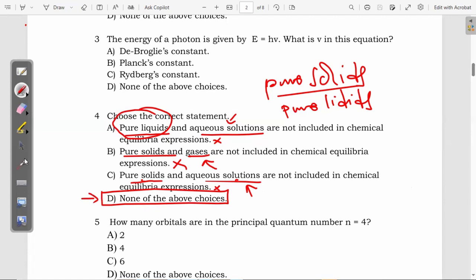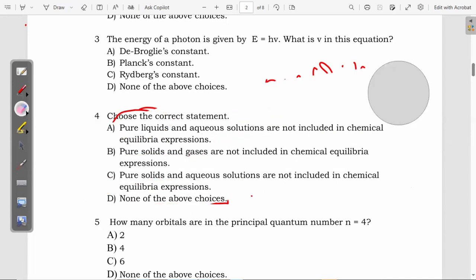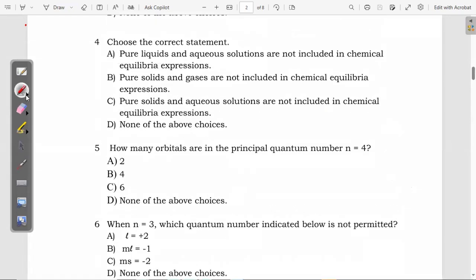And then we can move to question 5. Question 5 says: how many orbitals are in the principal quantum number 4?